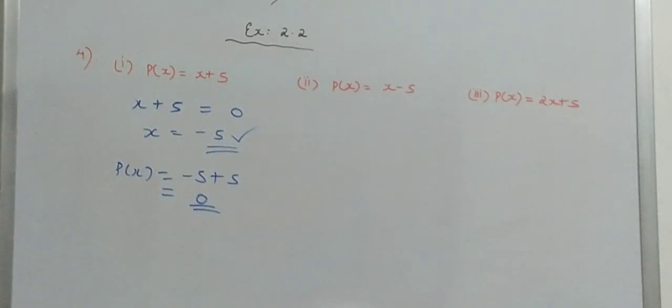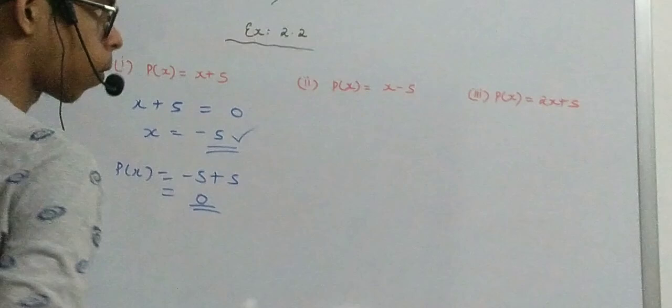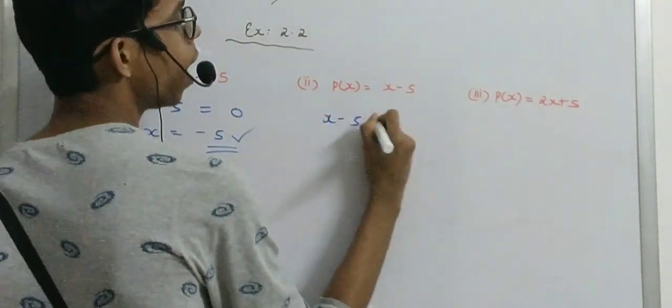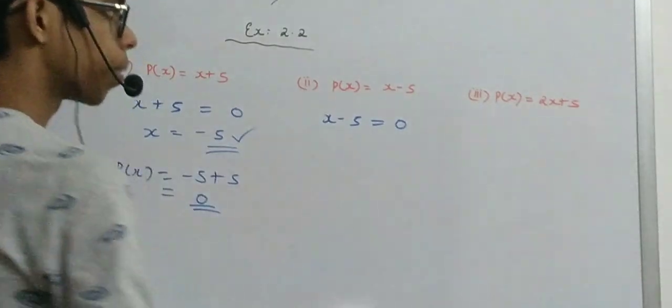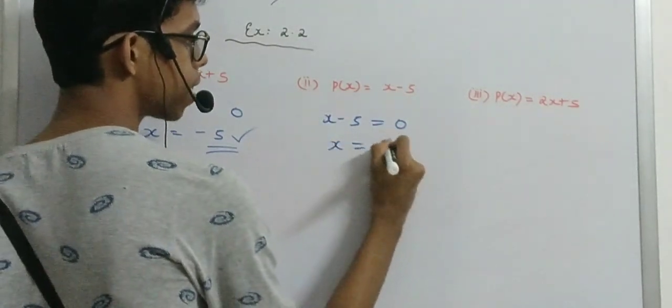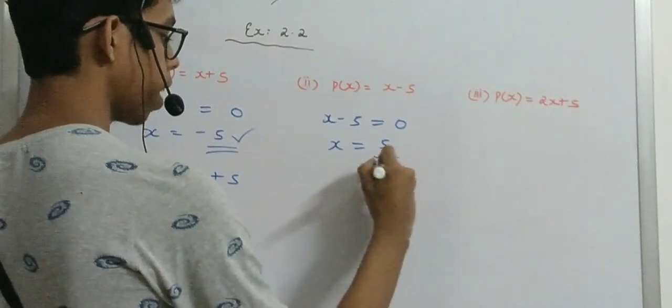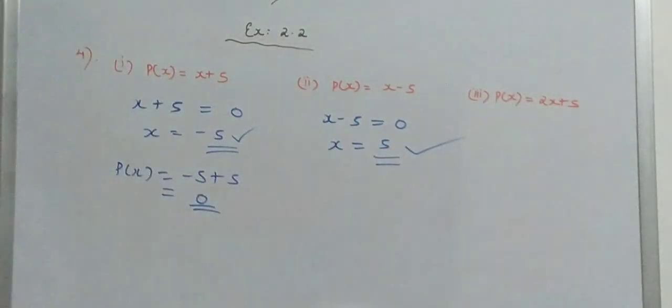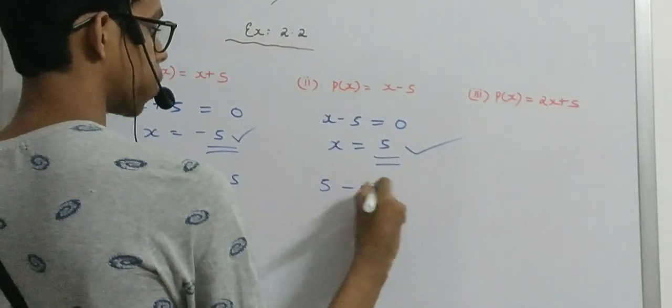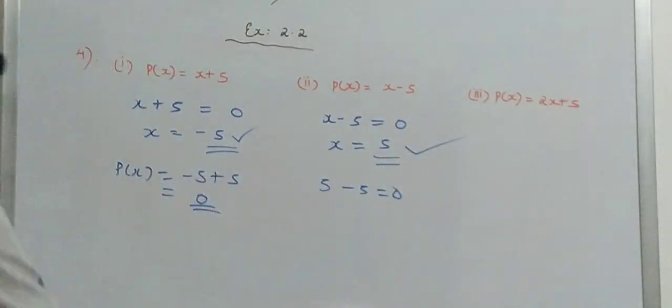Okay, I hope it is clear. Now the second one also, like we did, first of all take the polynomial and equate it to 0. Then from here we can find the value of x as x is equal to plus 5. Okay, this is the 0 of the polynomial. If you want to verify, substitute this 5 for this x. So we will get 5 minus 5, 0. Okay, so this is the 0 of the polynomial.